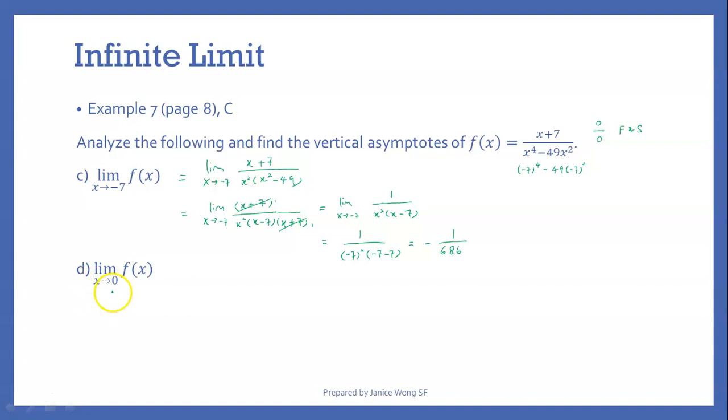For part D, let's do the direct substitution first. x equals 0. 0 plus 7 is 7, over 0 minus 0 is 0. So this is a something over 0 case related to infinite limit. However, this is a two-sided limit. We have to come up with the one-sided limits, 0 negative and 0 positive, for the function f(x).